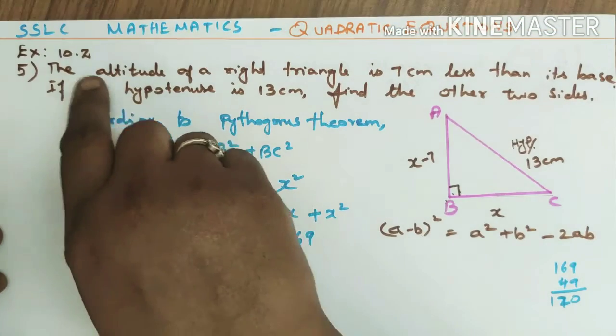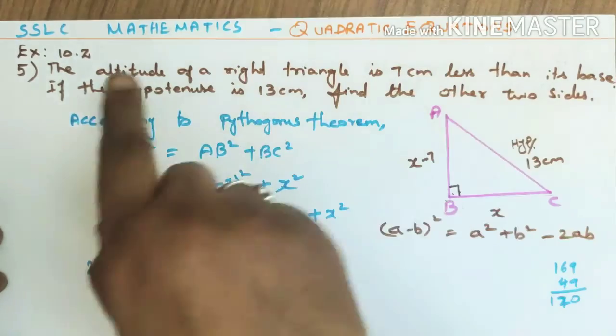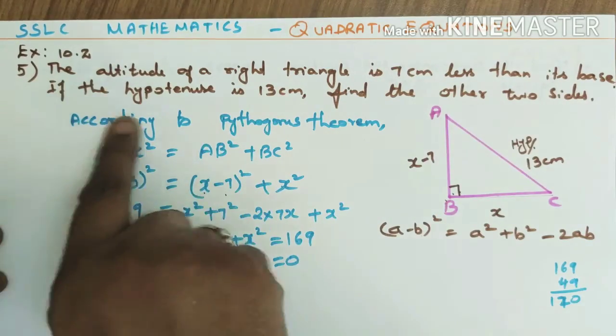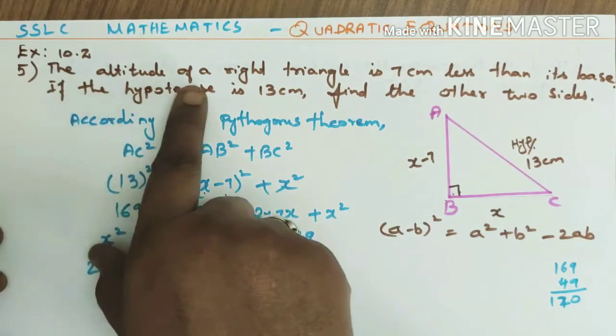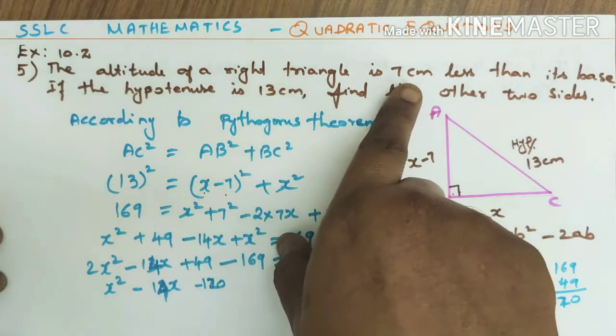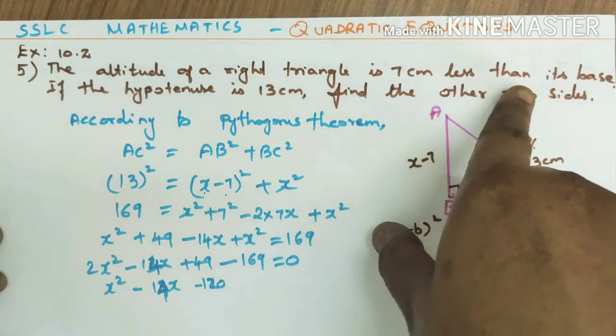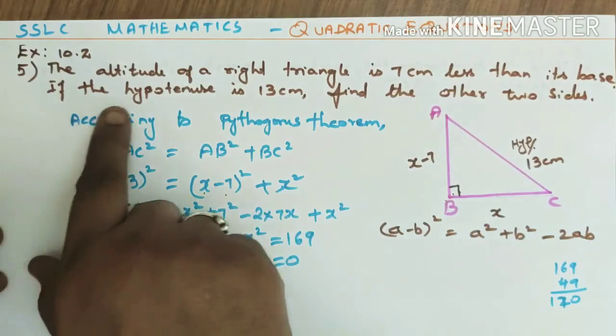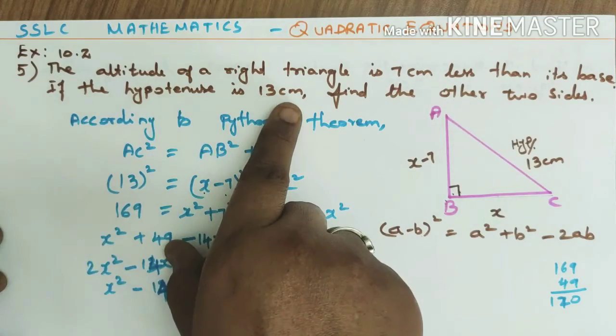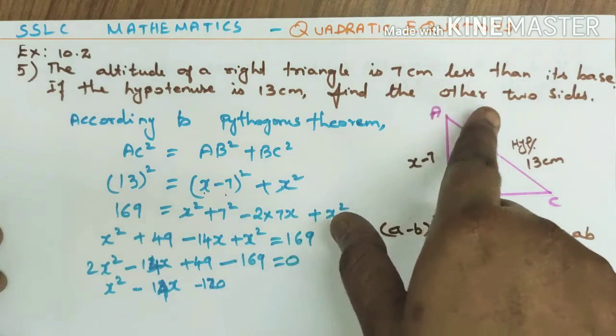Today's topic, I am going to explain quadratic equation exercise 10.2. Let me read the question. The altitude of a right triangle is 7 centimeter less than its base. If the hypotenuse is 13 centimeter, find the other two sides.